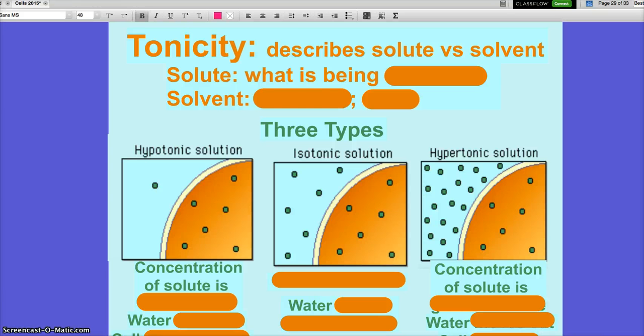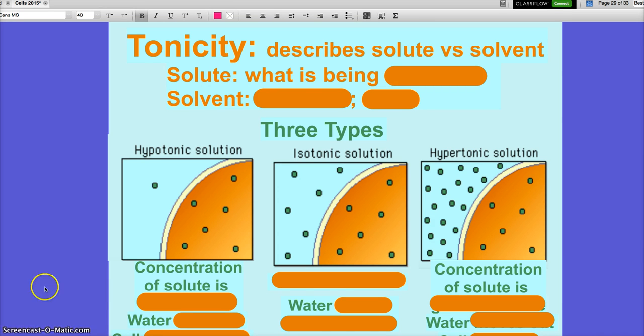So tonicity is going to describe the relationship or concentrations of solute to solvent, okay? What is solute? Give me an example of a solute. Okay, what is solvent? Let's start with that.